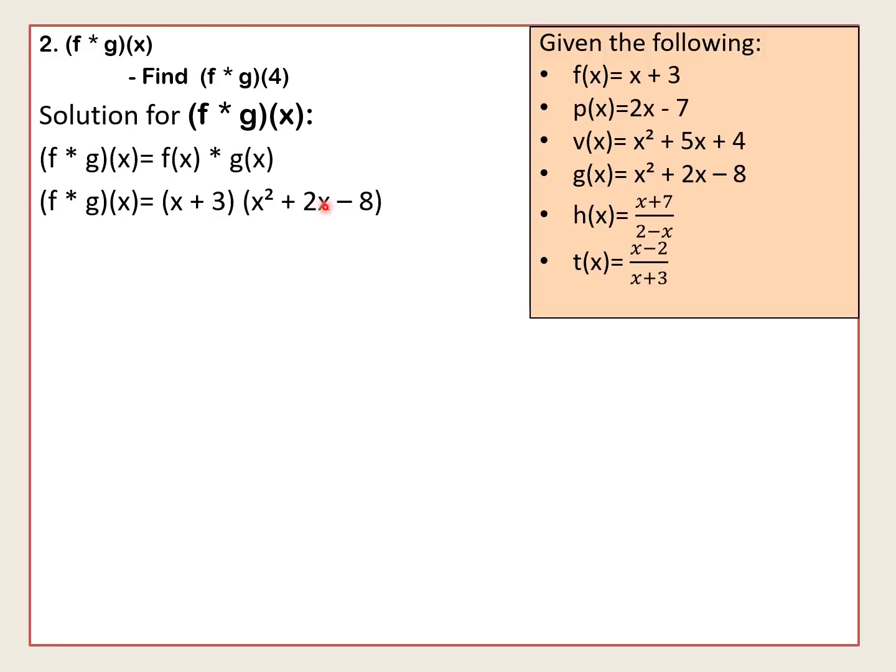So, after we replace f of x and g of x with their corresponding values, that's the time we perform the operation. Okay, let us simplify. Now, since this is multiplication, what will be our process here? It would be what?